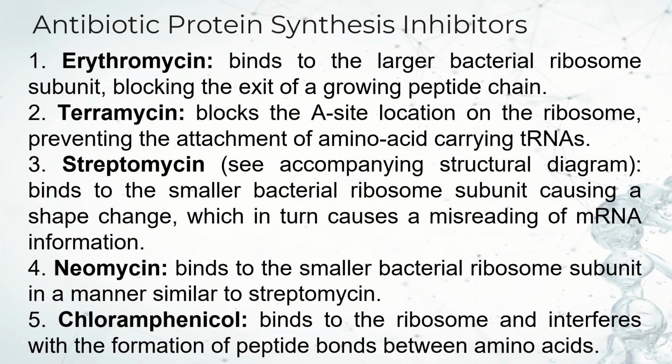Streptomycin, which was considered the first drug to be successfully used against tuberculosis, or commonly known as TB, is the opposite of erythromycin. Instead of the large subunit, streptomycin focuses on binding to the small subunit. Once bound, the shape of the small subunit will be changed, causing a misreading of mRNA information. Neomycin has a similar function to streptomycin.